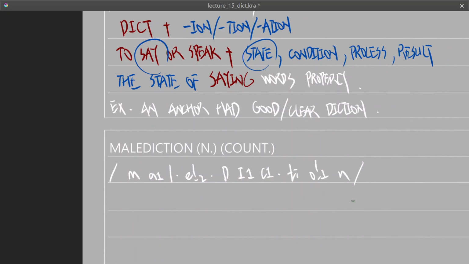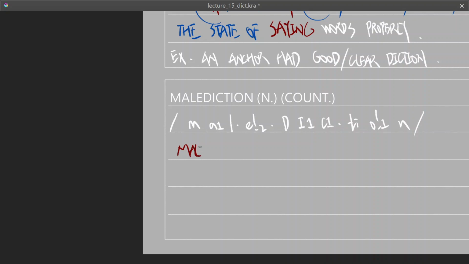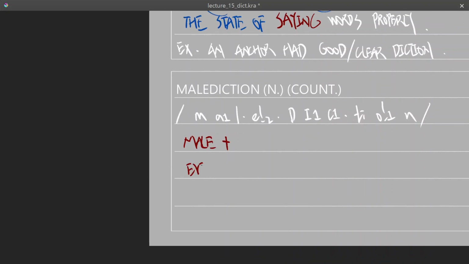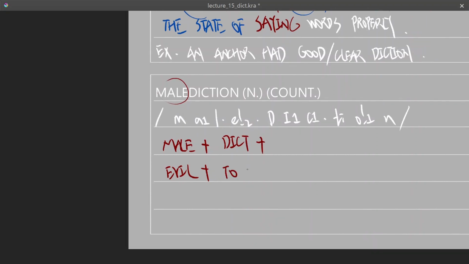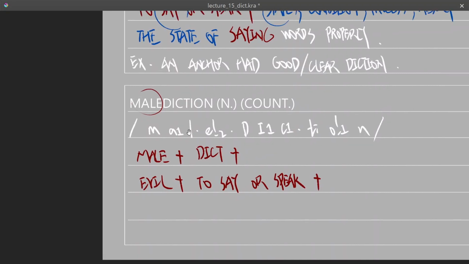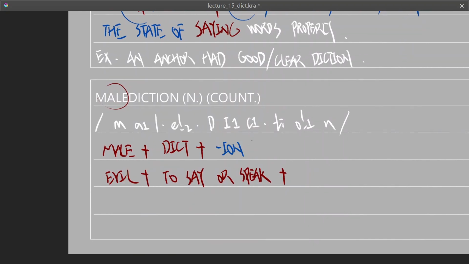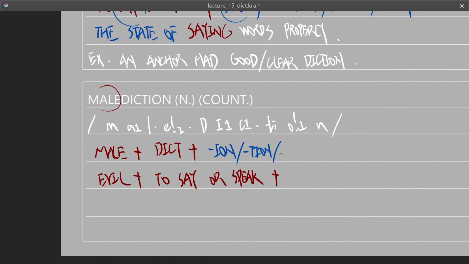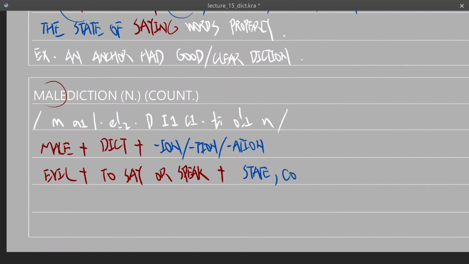Malediction. Alright, malediction. And we have the root mal, or male, meaning evil. And we have another root, dict, meaning to say or speak. And lastly, we have the noun suffix ion and its variants shown, or Asian, meaning state, condition, process or result.